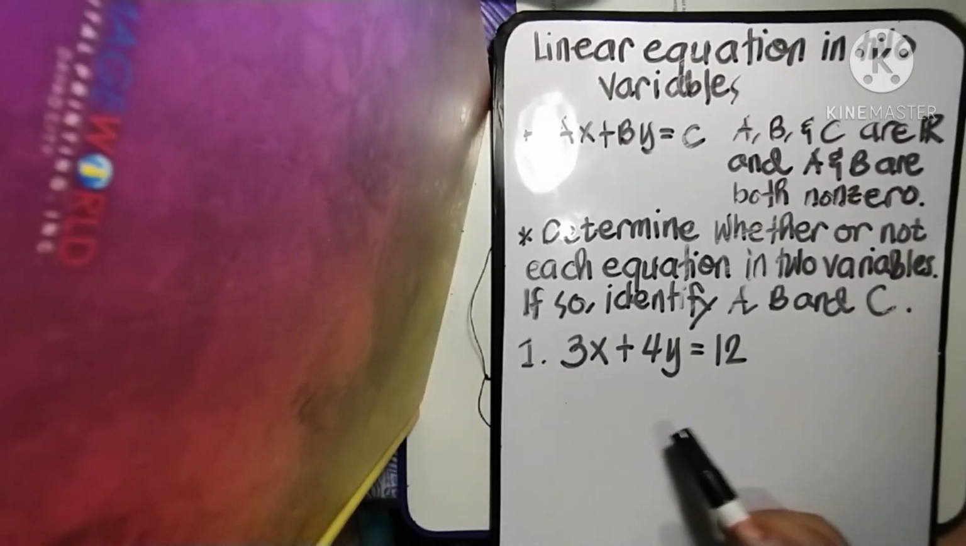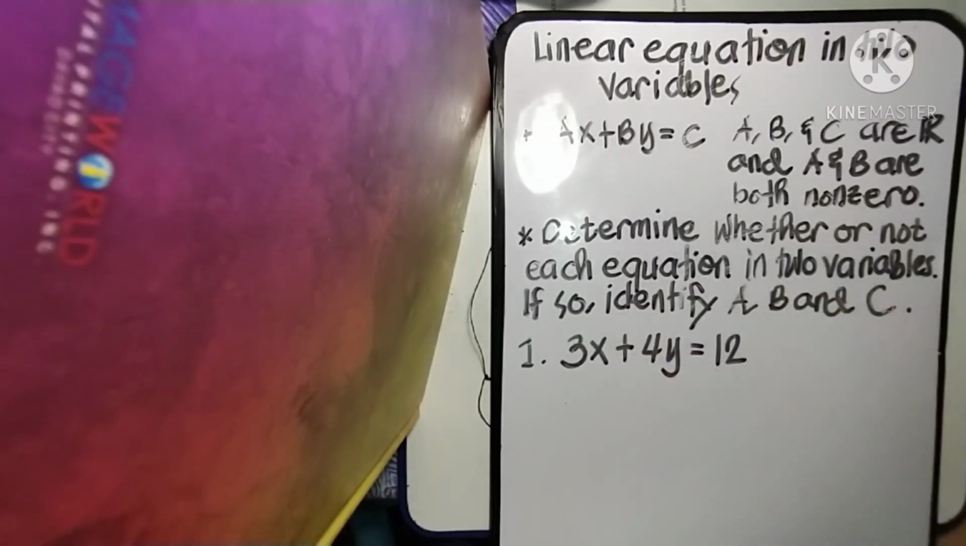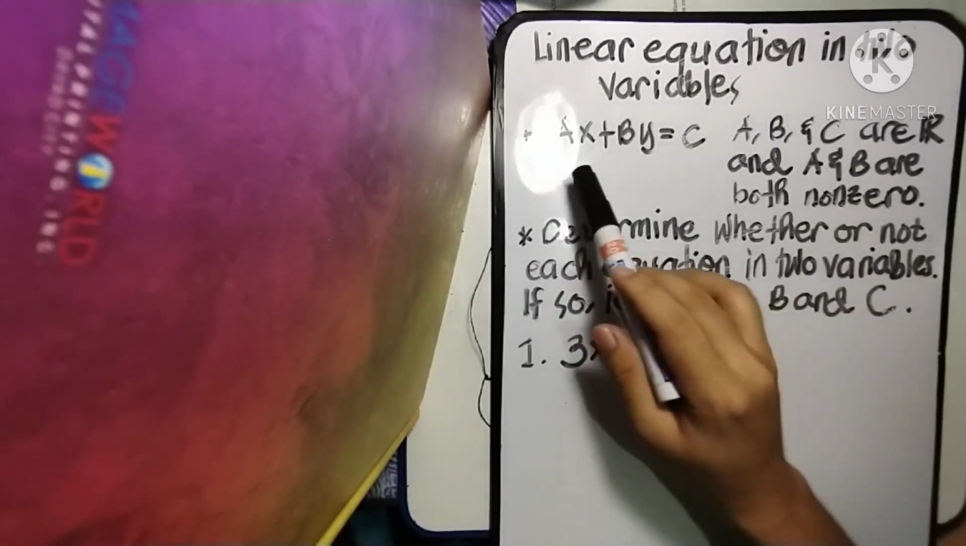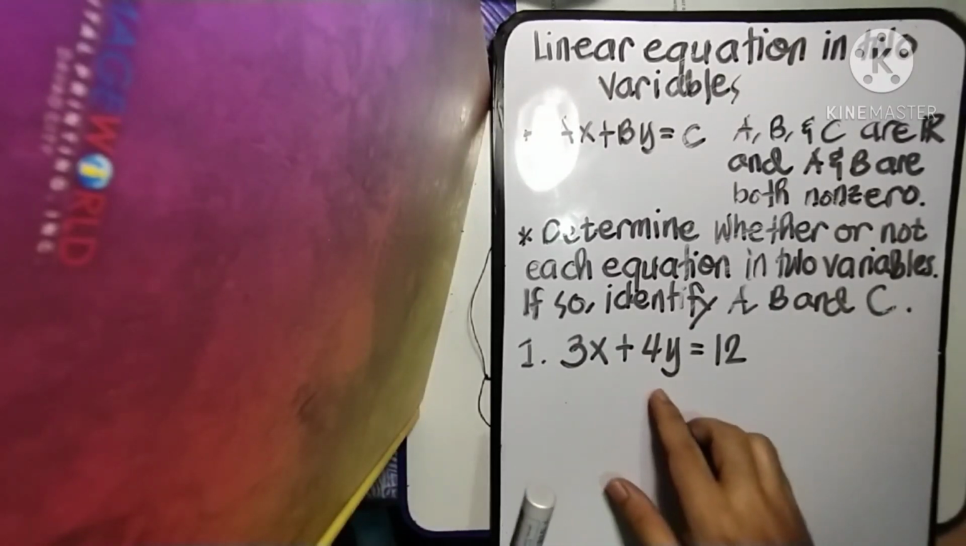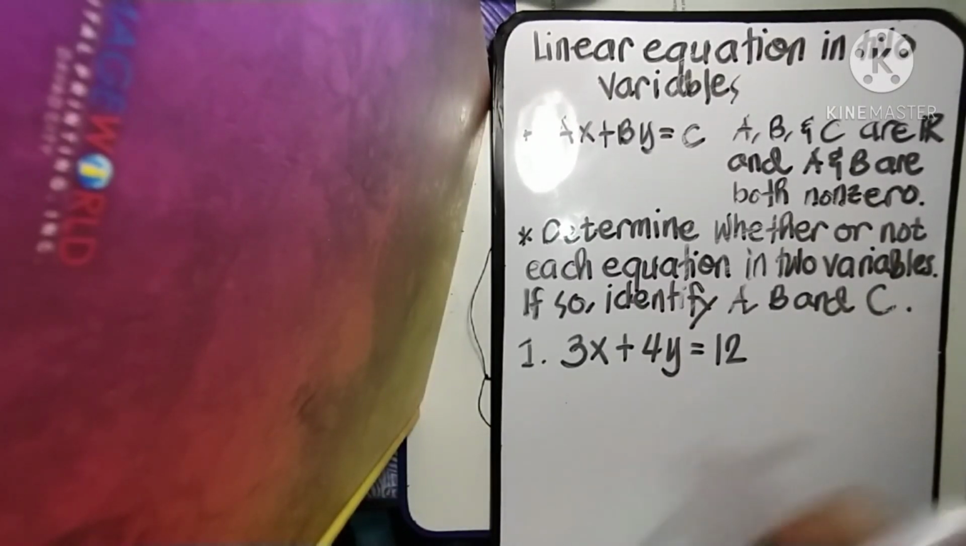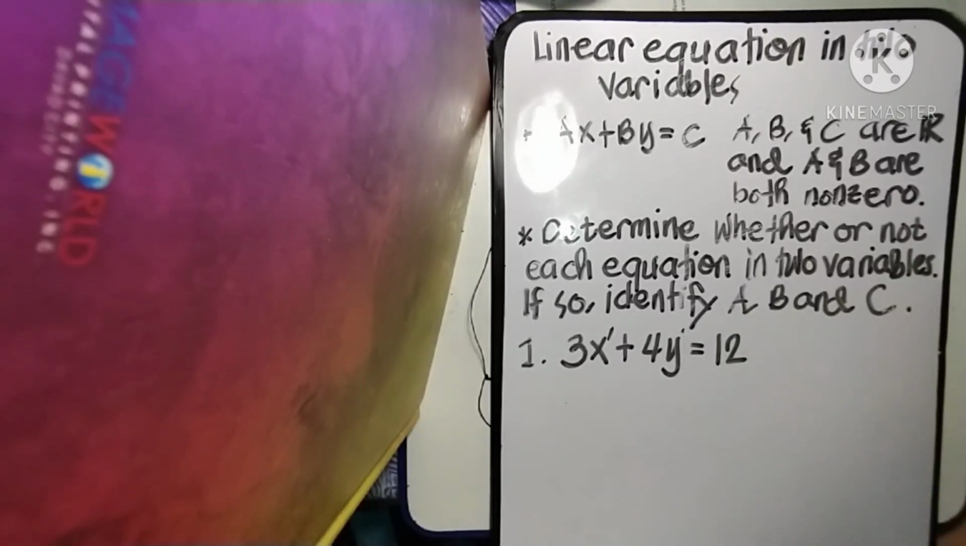So now we need to base it on the standard form of linear equation in two variables, which is ax plus by is equal to c. Now let us determine if it is linear equation in two variables. Now when we talk about linear, meaning to say the degrees of exponent are all equal to 1. So based from this one, 3x plus 4y is equal to 12. The exponent of x is 1. The exponent of y is also 1. So therefore, it is linear.